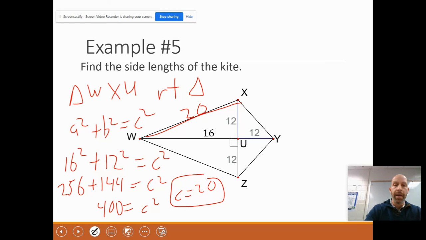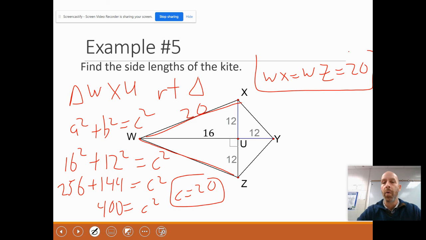And by the way, if that length is 20, can you guess what WZ is? Well, it's a kite, so they have to be the same by definition. So I'm going to write that WX equals WZ, and remember that means the length of those sides is 20. So I've answered half of the questions. This question says find the side lengths. I found 2 of the 4. So now I'm going to leave the last 2 to you.